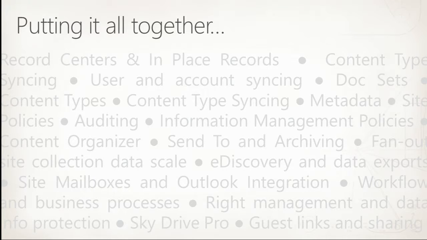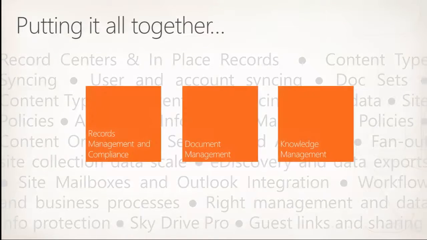I didn't mention a couple yet, or we didn't show, but content type syncing has been available in the cloud. Doc sets are there. We just showed send to and archiving in the content organizer. I gave a talk on site mailboxes, and we showed a little bit of configuring that. Rights management. And so really, the one thing I want you to take away is that incredible amount of functionality that people are used to on-prem for ECM is available in Office 365.